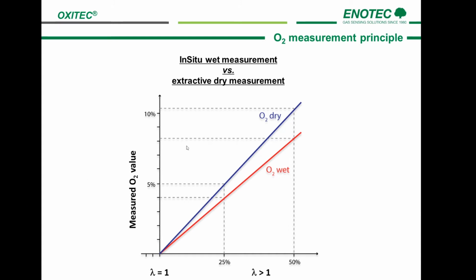Looking at the graphic, measuring 5% O2 dry with 20% moisture in the process, the wet in situ O2 measurement will show 4% O2.